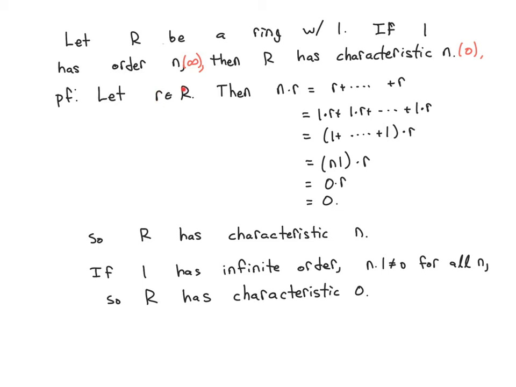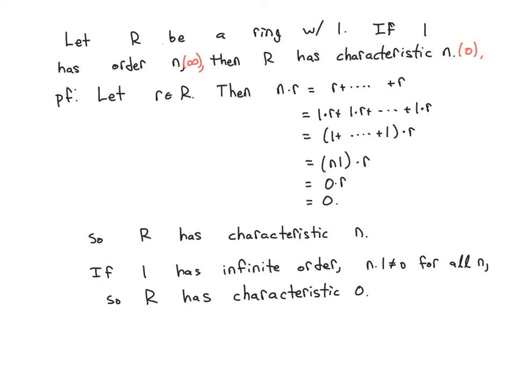Proof. Let r be an element in the ring R. Then what's n times r? By definition, it's repeated addition. But you have a multiplicative identity, so you could replace r with 1 times r several times. You can factor out the common factor of r, and then you actually have 1 plus itself n times. But by definition of additive order, n times 1 is 0. And by properties of multiplication by 0, you get 0. So we see n times r is equal to 0 for every element in the ring.